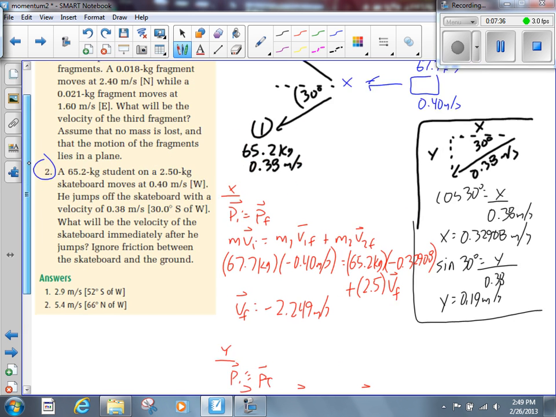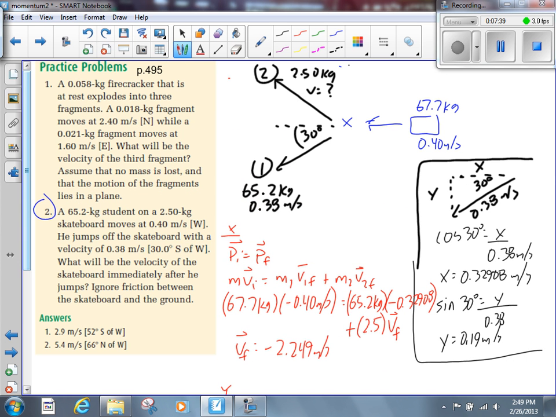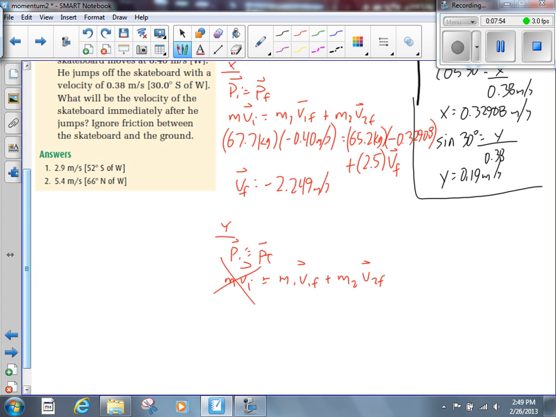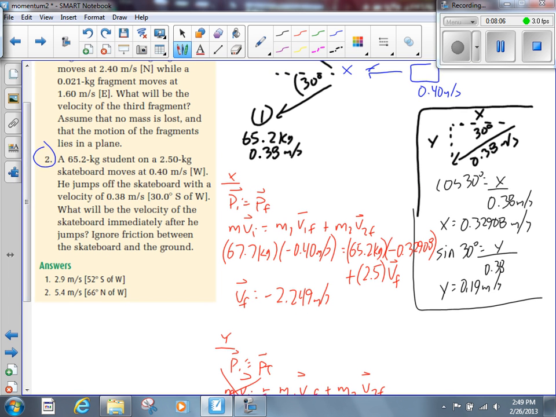Tell me what VI is. How much of that 0.4 meters per second, that initial velocity in blue up there, is y component? 0. None of it's y component. So we're going to cross off that entire term, m times VI. 0 equals M1, 65.2 kilograms, the mass of the person, times V1F. Tell me what the value of V1F is here for the y component. How much of that 0.38 is y component, Dylan? Good, 0.19.